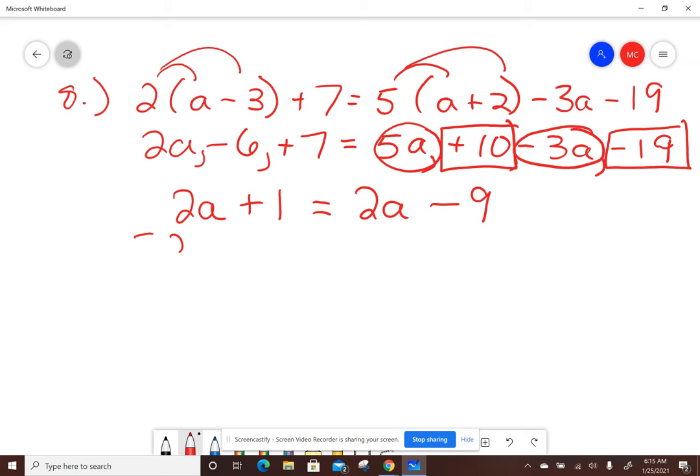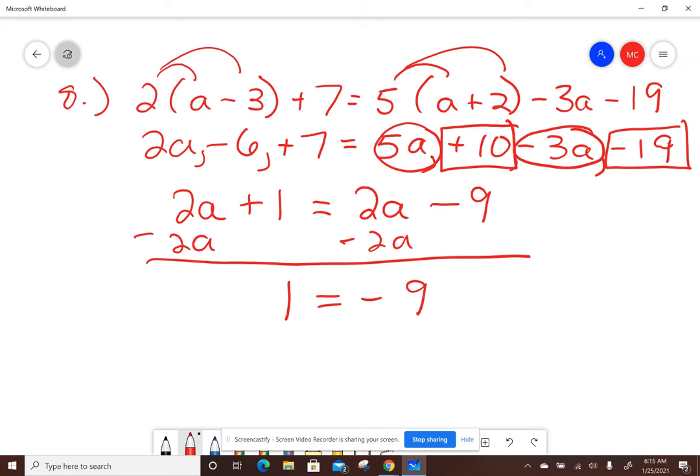Now, I want to get my variable on the same side. So I subtract 2a from both sides and I go, uh-oh, variable disappears. What happens when the variable disappears? Well, 2 options. When the variable disappears, you either have all real numbers or no solution. How do I know the difference? If I end up with a statement that is true, it's all real numbers. If I end up with a statement that is false, it's no solution. Well, 1 does not equal negative 9. So this is no solution.